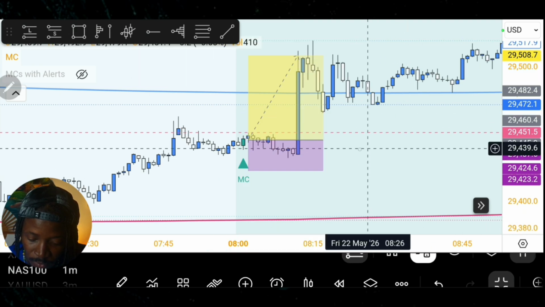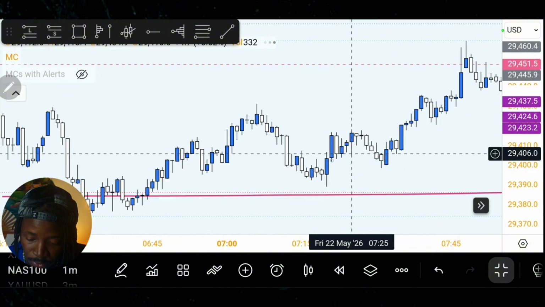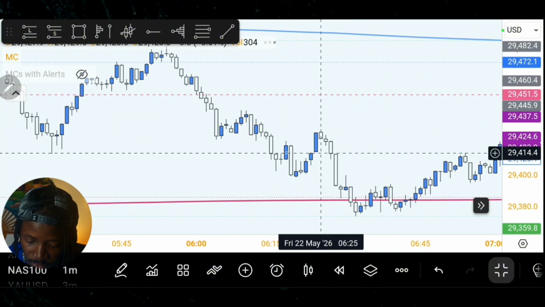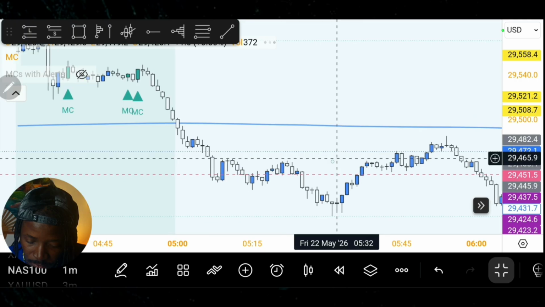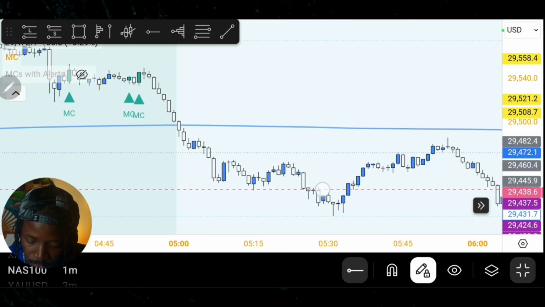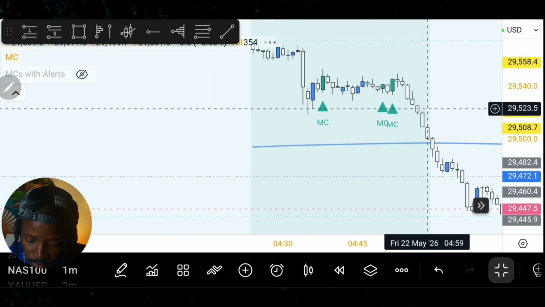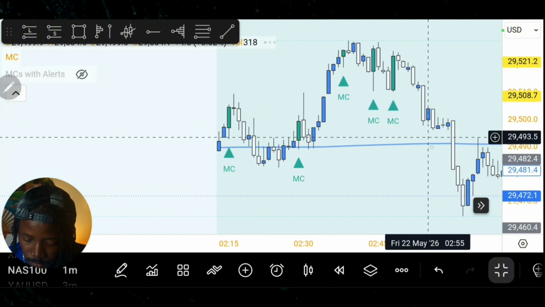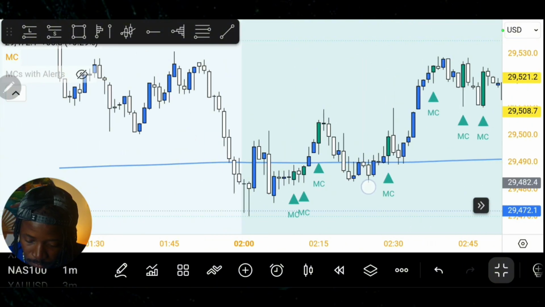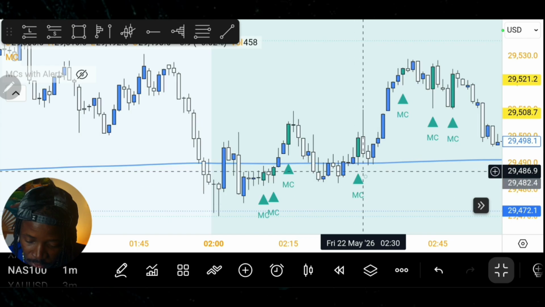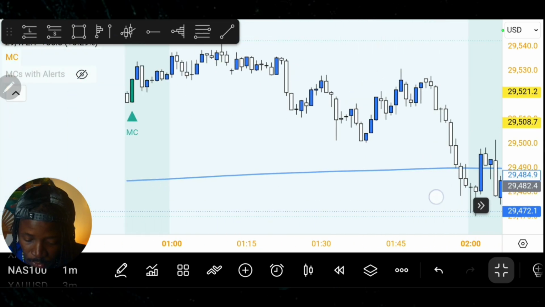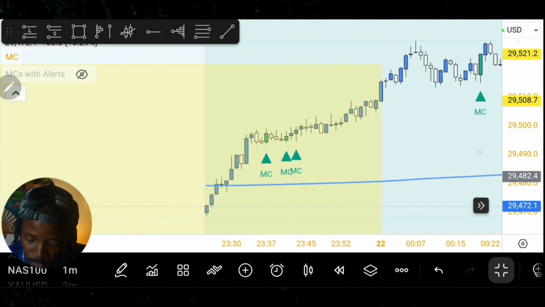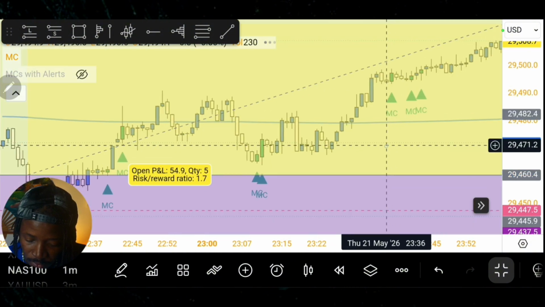Right? So I'll just show you one more example. Let's see if we get, I moved that by mistake, so let's see if we get another one. So you can see how it's reacting to this level also. So those are trades you can also take, but those are advanced trades. I'm just telling you the basics. Okay, I'm giving you the basics.